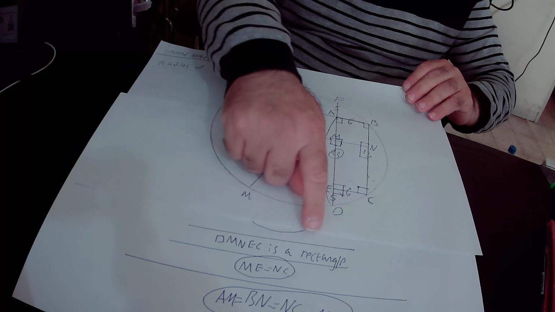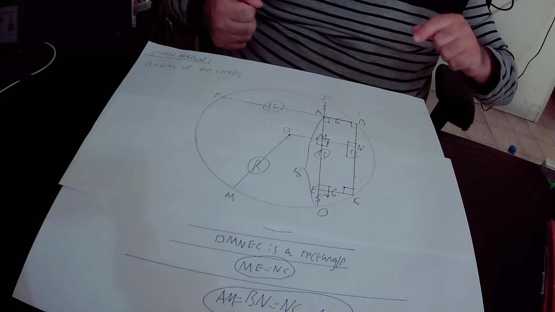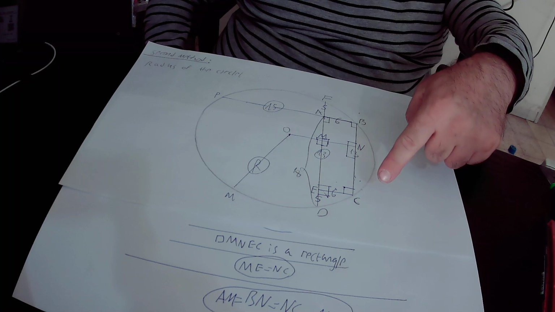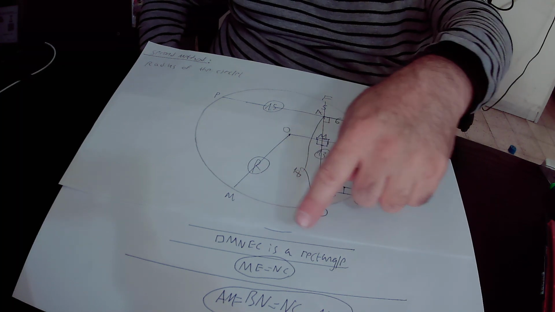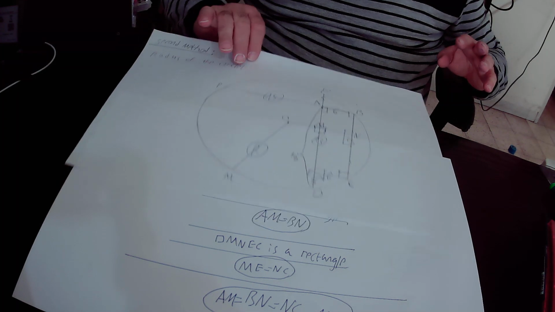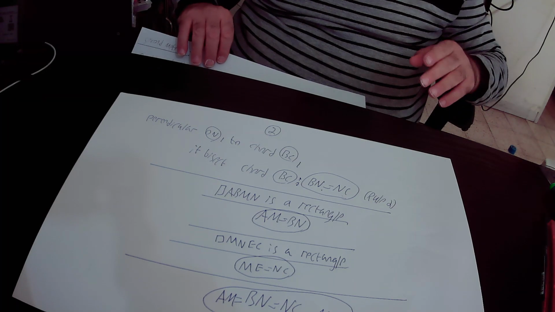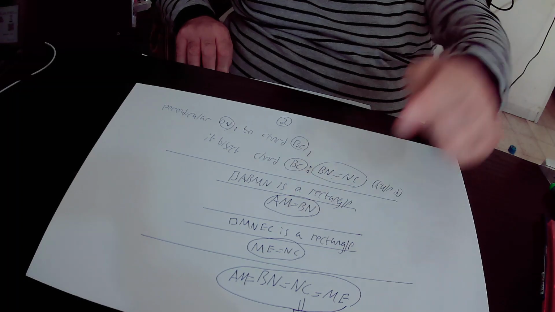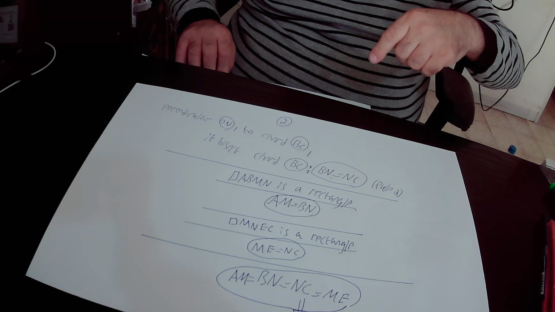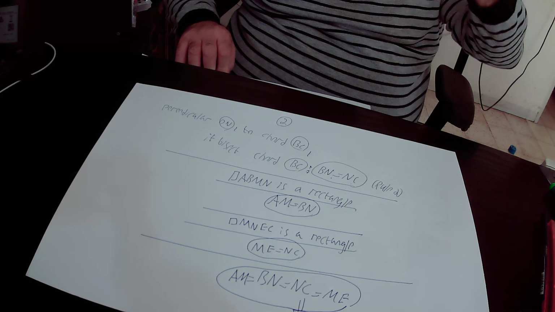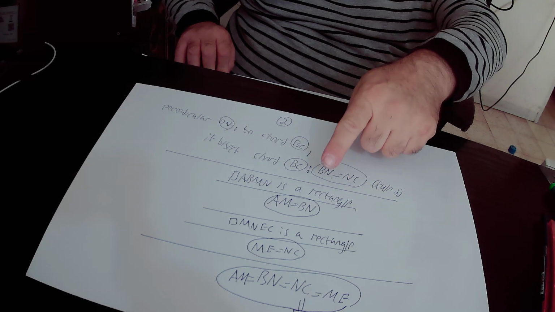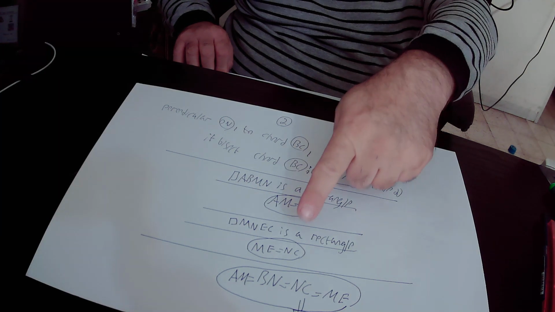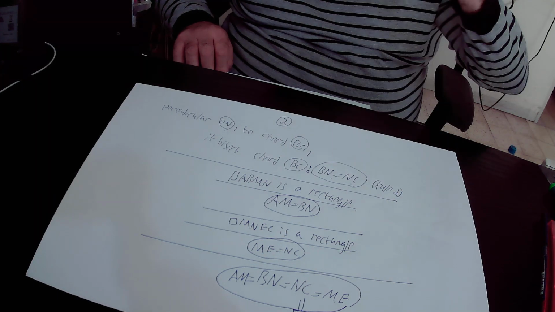Quadrangle MNEC is a rectangle, and we know that the opposite sides of a rectangle are equal to each other. That is to say, ME equals NC. So we can summarize what we did until now. According to rule number 2, we found out that BN equals NC. Then, according to the rule that the opposite sides of a rectangle are equal to each other, we found out that BN equals AM. So we can write here that BN equals AM.